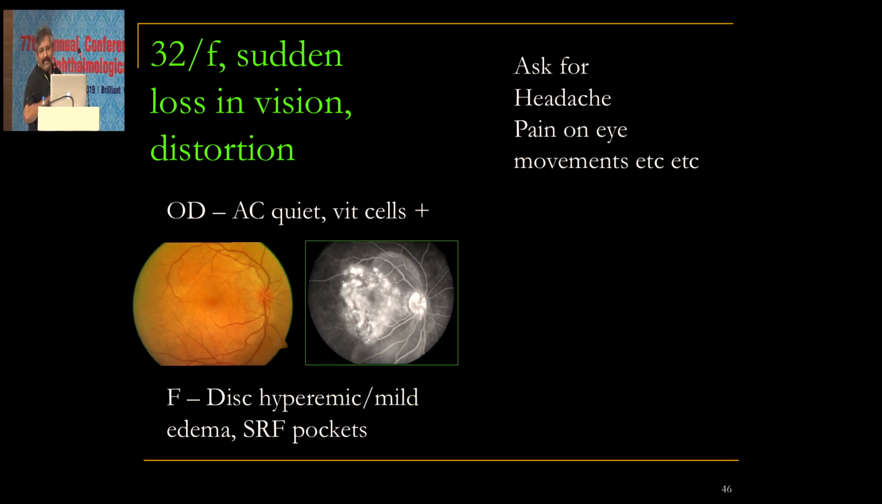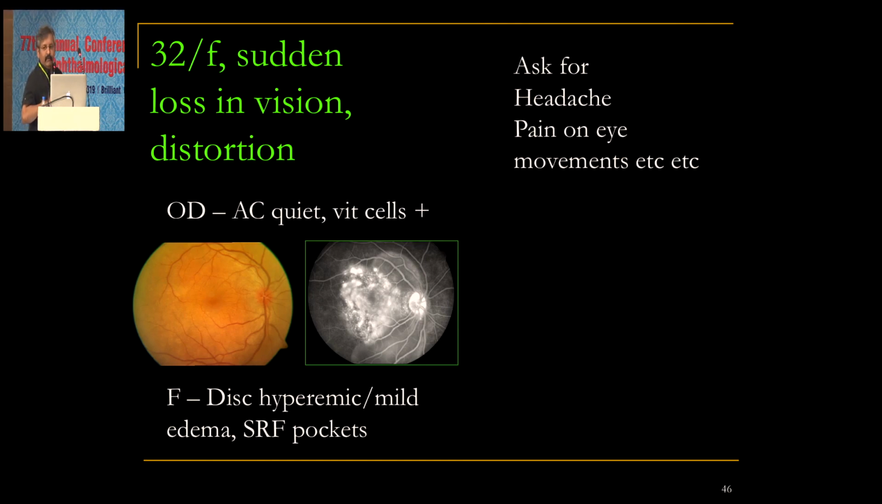So when you have something like this, do FFA. Every time in posterior uveitis, you can't diagnose only clinically. You decide infective or not infective based on the retinal blood vessels. Life is not always so easy. Sometimes you need investigations, rather many times. So if you have a patient with disc edema or subretinal fluid pockets, you ask for headache and pain on eye movements, and do FFA.